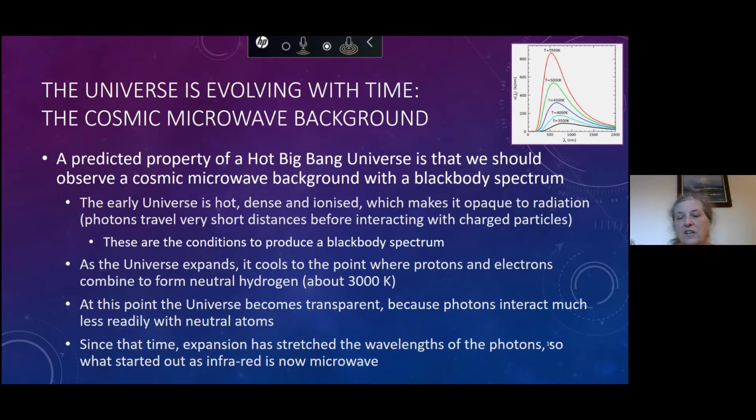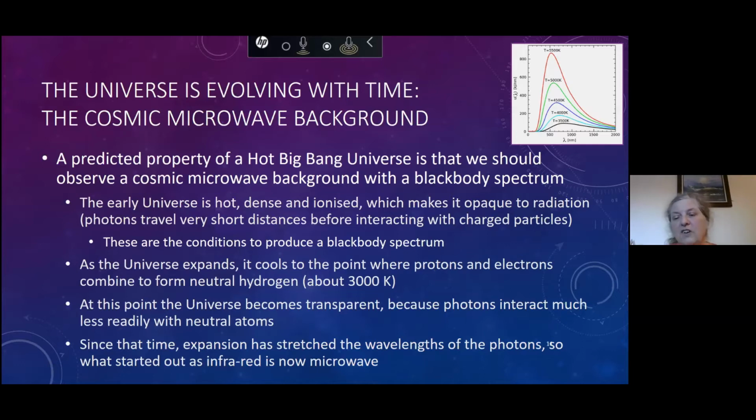And eventually, it will get to the point where protons and electrons combine to form neutral hydrogen. And the temperature of the universe at this time is about 3000 Kelvin. This is always referred to as the epoch of recombination, which is a bit of a misnomer because, of course, this is the first time that the protons and electrons have ever combined. So it's combination rather than recombination.